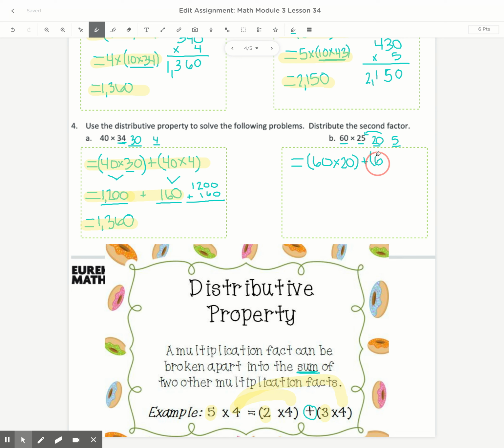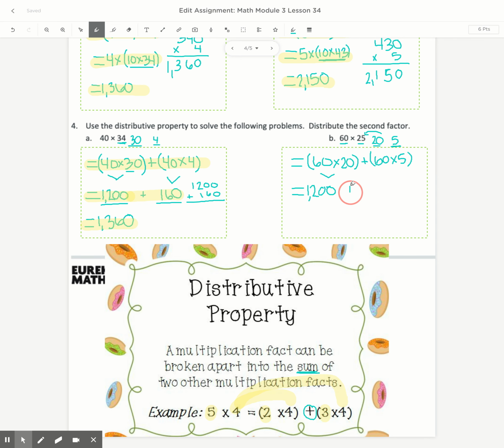And again, I am multiplying 60 times both numbers, so I have to write 60 times that second number that I broke it down into, 5. Close off my parentheses. Now I can go ahead and multiply those two numbers that are in the parentheses. So I have 60 times 20. So again, if need be, I can cross off those two zeros, ignore them for just a second, do 6 times 2, which 6 times 2 is 12. Write my 12. And then add in those two zeros that I crossed off, so I really get 1,200.